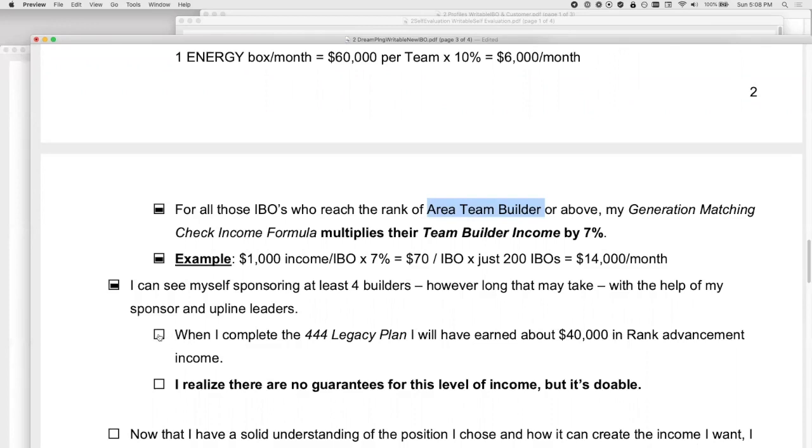That's another part of the income stream. And you realize there's no guarantees for this level of income, but it's all doable. This is just numbers. And as I say, the math always works. It takes time to get the people to do the work.